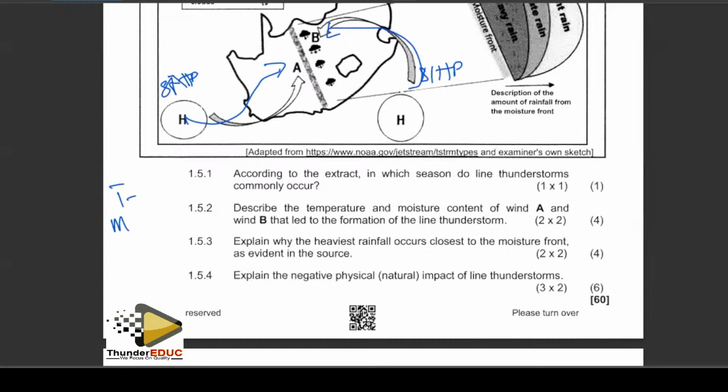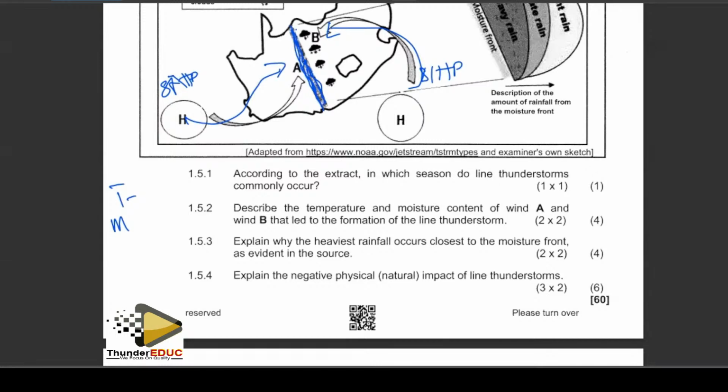The two air masses are going to meet. And because of the differences in their properties, one is cold, the other one is warm. One is dry, one is moist. One is stable, the other one is unstable. They cannot mix. So they tend to meet each other at the front here, and the moisture front develops, which is also featured with line thunderstorms.